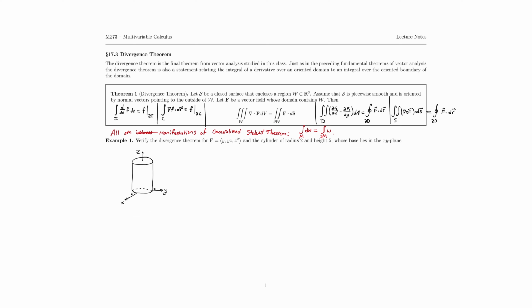So, 5. Okay. So, verify the divergence theorem for this vector field and the cylinder of radius 2 and height 5. So let's clean up the above.